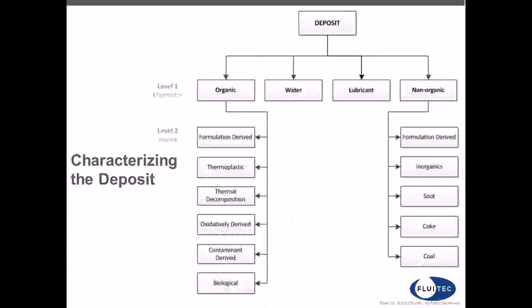Then oxidatively derived, and contaminant derived. Every once in a while we see bugs that are actually in the oil, and some of these microbes can cause a bunch of problems, including filter sliming, but you may actually have some kind of biological contaminant in there as well. In some cases we've seen biological contaminants enter into the oil in food manufacturing facilities and end up in the deposits.